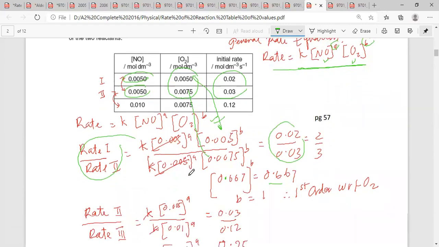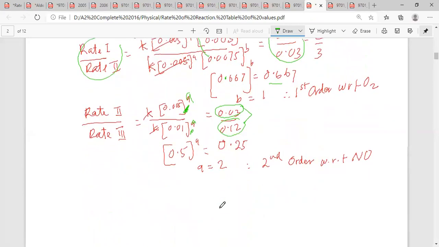Okay, second one, compare, I want to find the order respect to NO. So now this and this is the same, so these two, and these two, okay, same thing here, rate 2, rate 3, this is the rate 2, rate 3, the initial rates, right? And it's the concentration, 0.005 here, here, and 0.01 here, here. Okay, A is a power. Okay, so I put it equal, I find, oh, okay, 0.05A, 0.02, of course, means that this is 2, because 0.5 times 0.5 is what? 0.25, 0.2, that means second order.